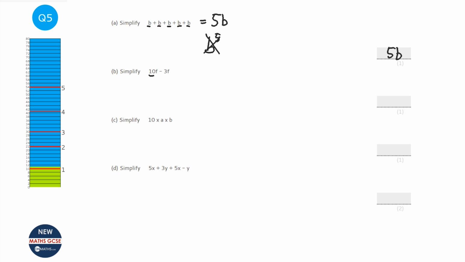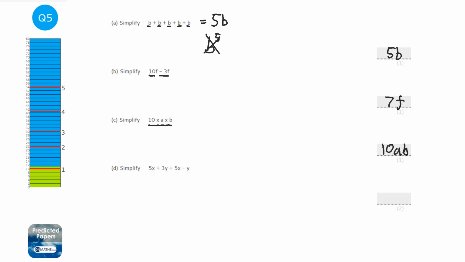Next one is 10 lots of f, and we're taking away 3 lots of the f. Well, how many f have we got left over? Well, 10 lots of it and take away 3 lots of it means we've got 7 lots of it left, so 7f. When you're simplifying one like this, in algebra we just don't use the times sign, so this is quite a nice easy question, 10ab.